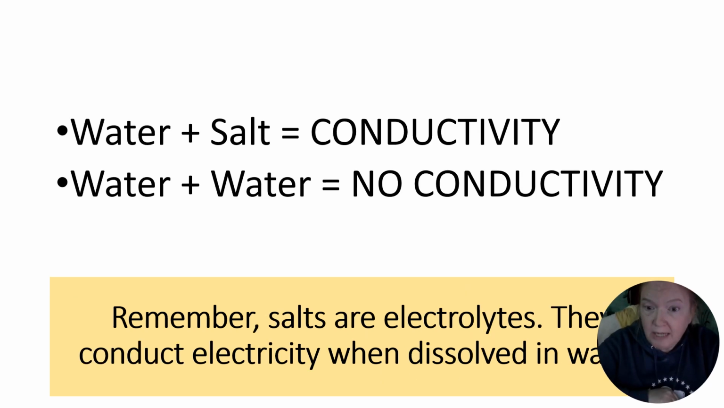Okay, remember salts are electrolytes. So in their solid form, they didn't conduct any electricity. The conductivity meter showed no electricity flowing. But then when we dissolved those same salts in water, they did conduct electricity. So when you take a salt and you add water and dissolve it, you get conductivity. So water and salt is conductivity. But if you add water to water, you don't get any conductivity.